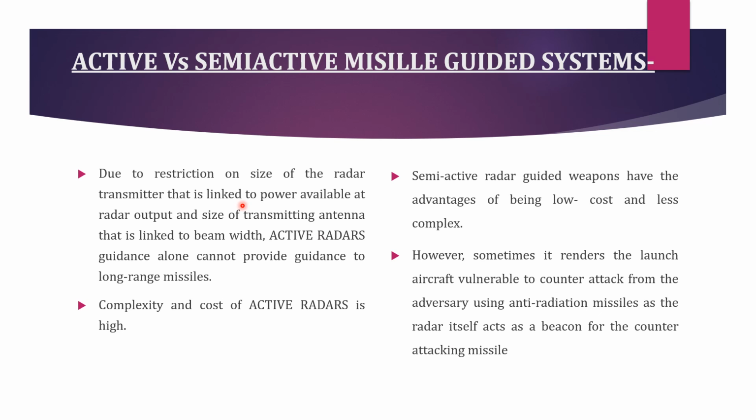Whereas the active radars are more secure, but they have the disadvantage of size restriction, because the transceiver is located on the missile itself, as well as it has very complex circuitry. So you cannot increase the size, as well as it cannot provide the guidance alone to a long range missile. So these are the disadvantages of the active missile guided system.